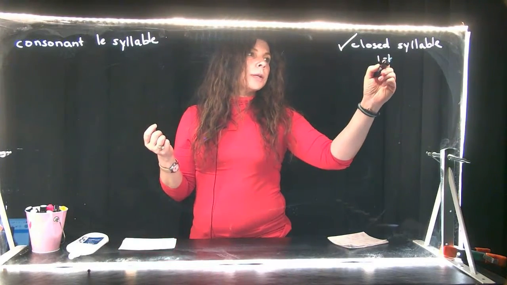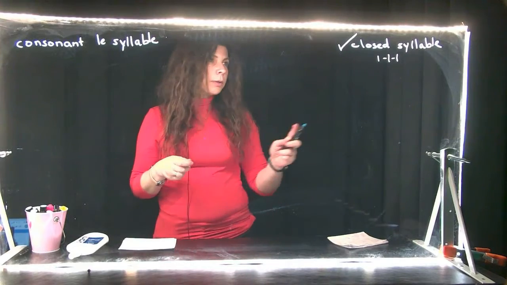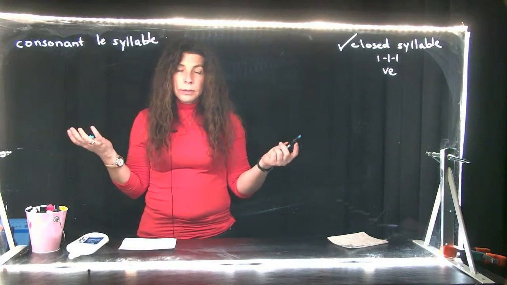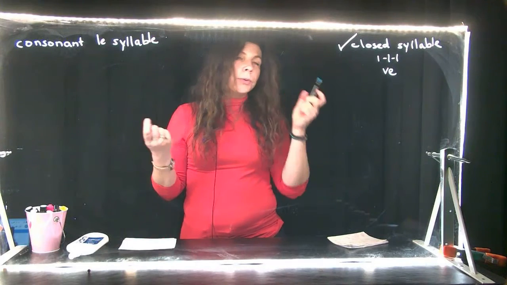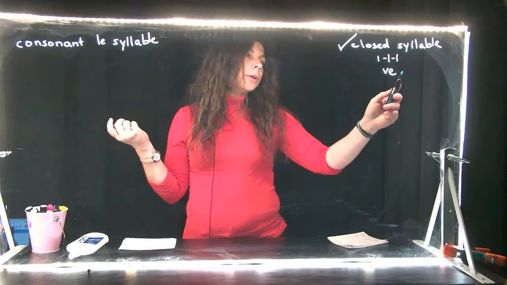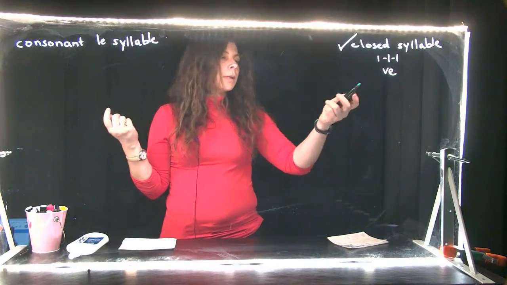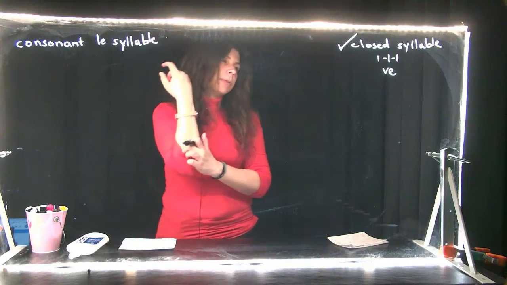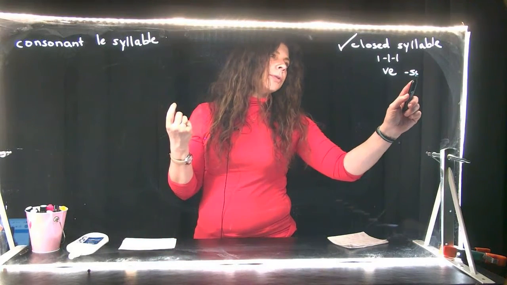The one-one-one comes under that closed syllable. The V and the E ending, and changing, for example, in the word solve, we learned that you can't just keep an E by itself, a V by itself, right? So you have to add that.